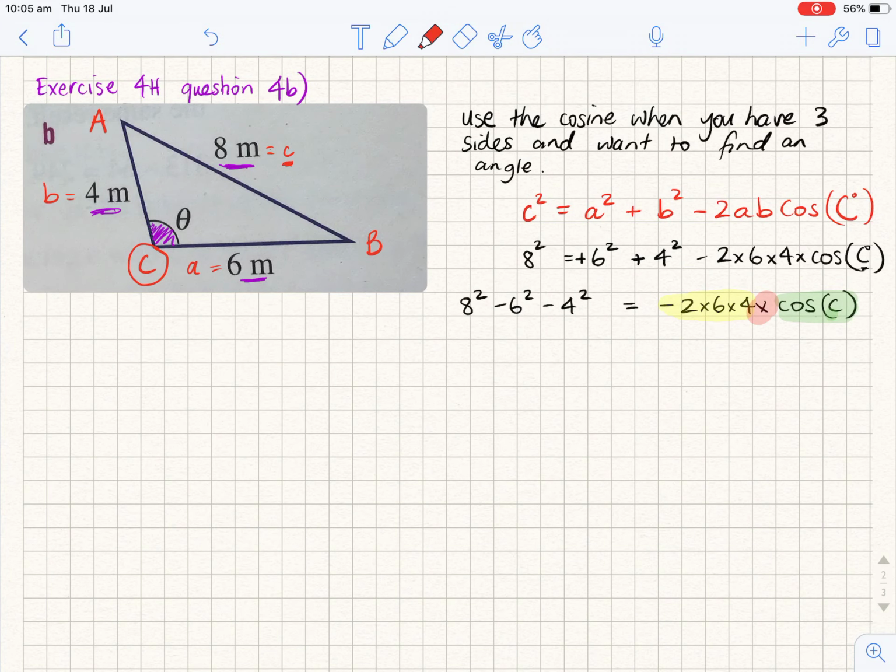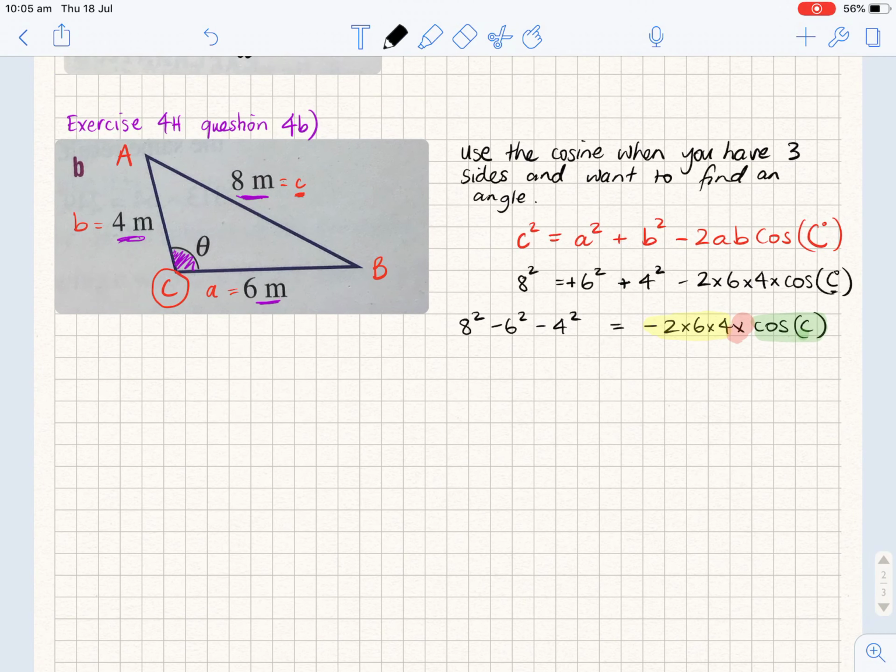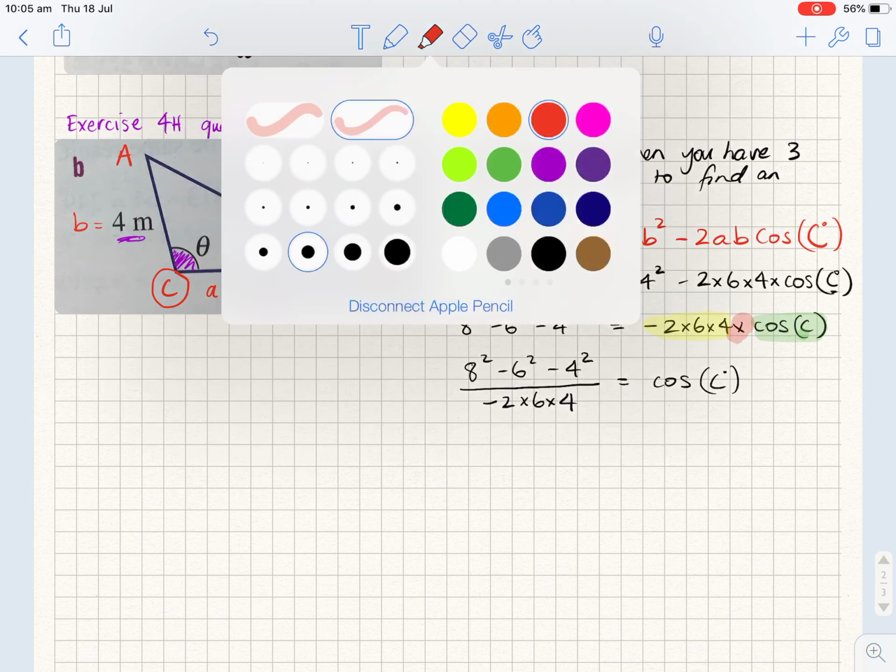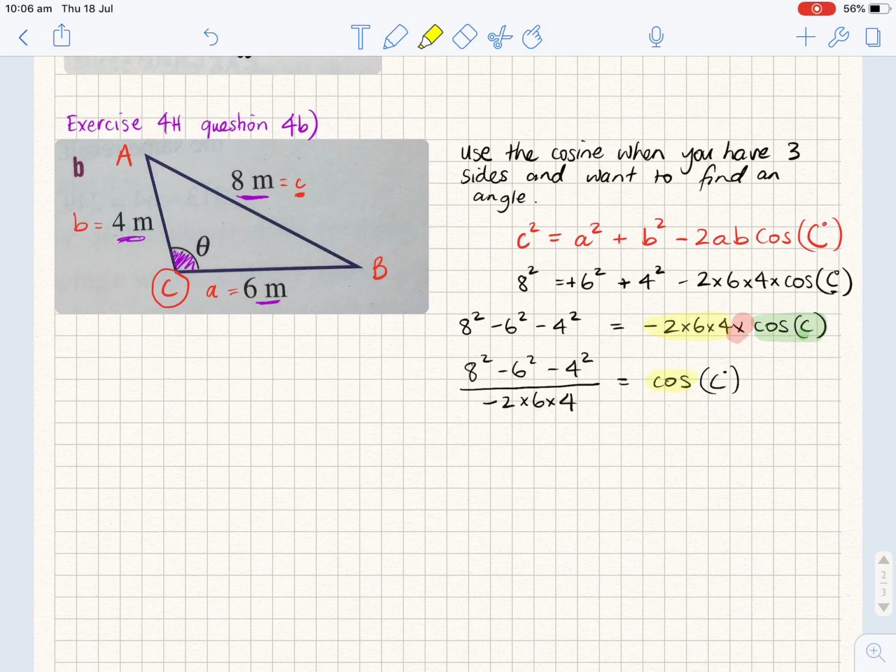So I have to undo that multiplication, and to undo multiplication I need to divide. So I'm going to divide by, don't forget that negative, 2 times 6 times 4, and that will equal cos C. Now, I have to undo the cos part, and to undo cos, I do the inverse. Just like every question when you're finding an angle, you always end up with an inverse in the problem.